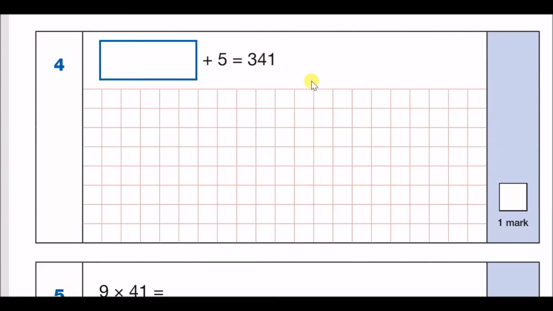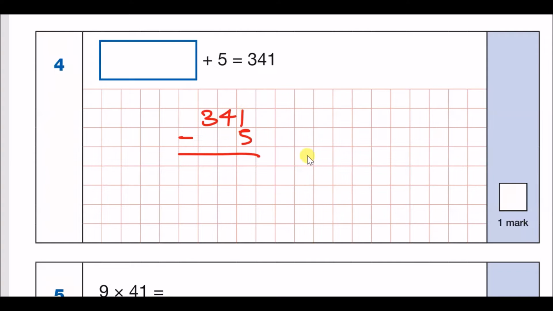Number 4. Something plus 5 gives you 341. Well, you just have to do the reverse. So if you're going to add a number to 5, if you're going to work out what the original number was, you would have to subtract 5 from the answer. So we're going to do 341 minus 5. Again, if you guys know the answer, mentally do it. For everybody else, it's best to do it like that.